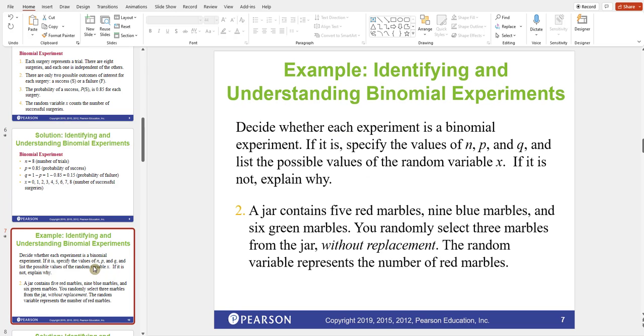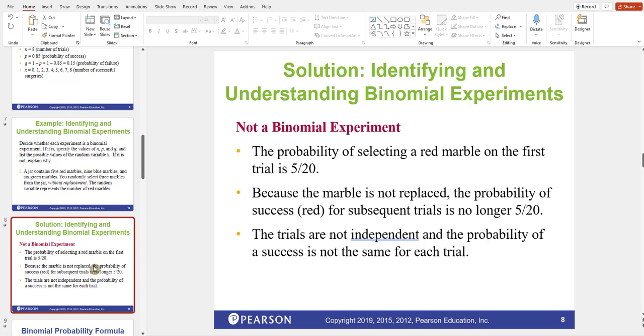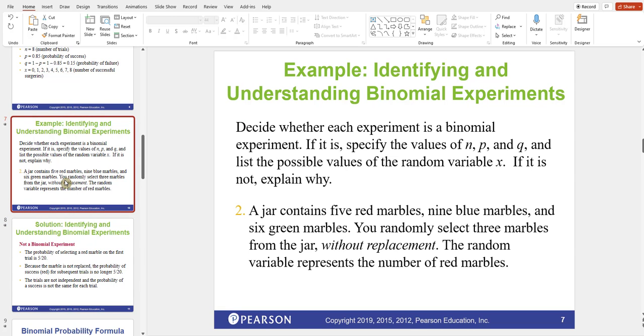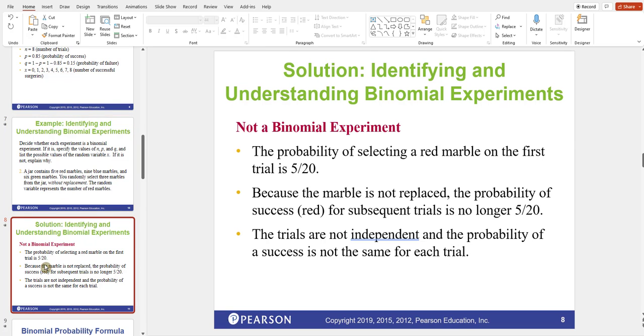And this next one, it says a jar contains 5 red marbles, 9 blue marbles, and 6 green marbles. And you randomly select 3 marbles from the jar without replacement. That's key, without replacement. The random variable represents the number of red marbles. So the probability that you get a red marble on the first trial will be 5 out of 20 because there's 20 marbles here and 5 are red. So you have a 5 out of 20 chance of getting a red marble.